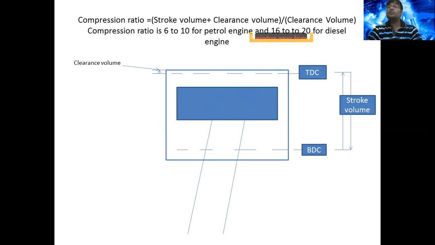Those students who don't know what compression ratio is, I will explain. Stroke volume means the piston is starting from bottom dead center. Suppose I am assuming this place from where the piston is starting. This broken line which I have shown, from this place the piston starts moving. And this broken line which I have shown at the top, at this place the piston stops.